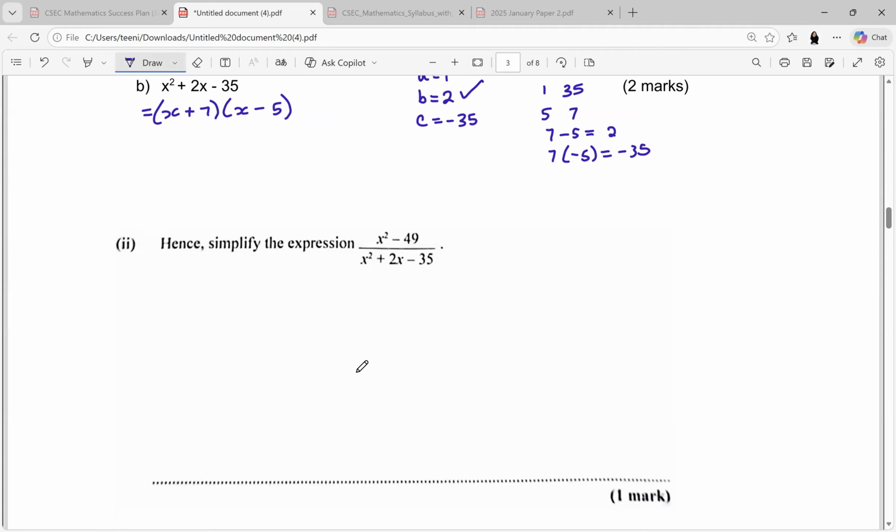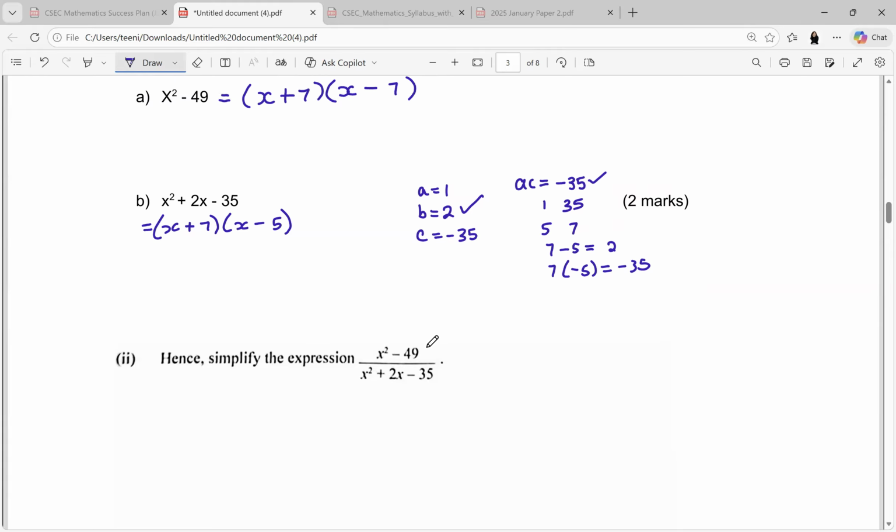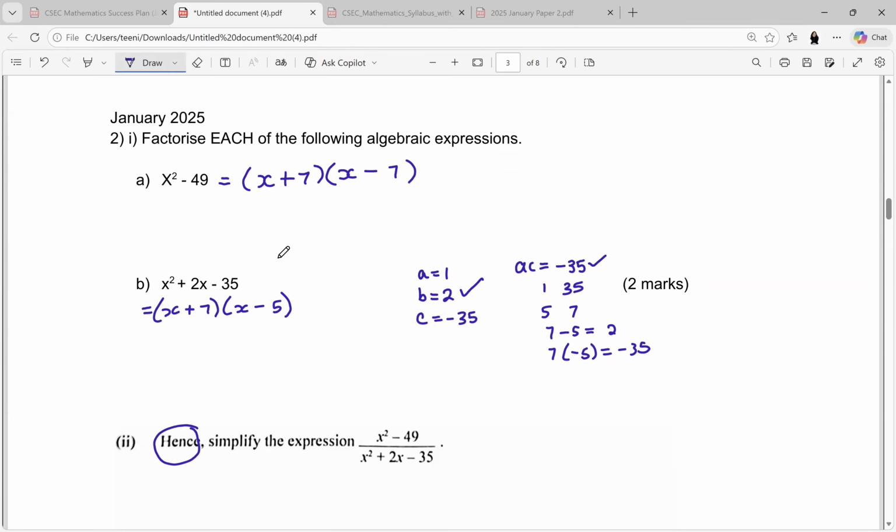And then finally, hence, simplify the expression x squared minus 49 over x squared plus 2x minus 35. Guys, you see this word hence? Whenever you see hence, it means that this part of the question has to do with the previous parts of the question. So whenever you see the word hence, that's what it means.